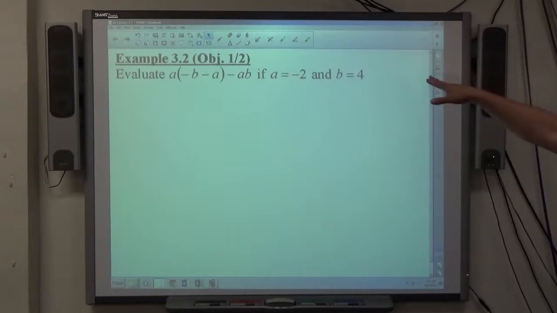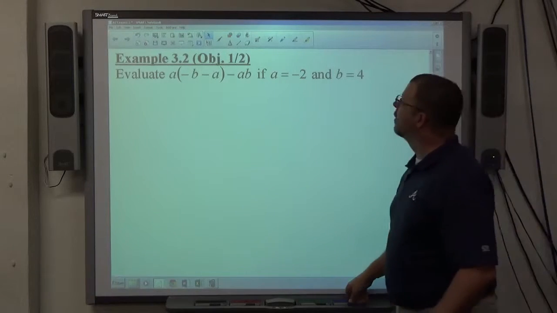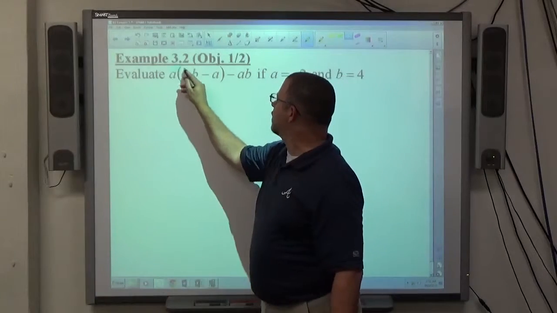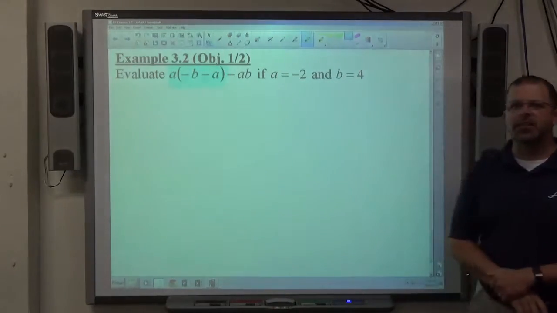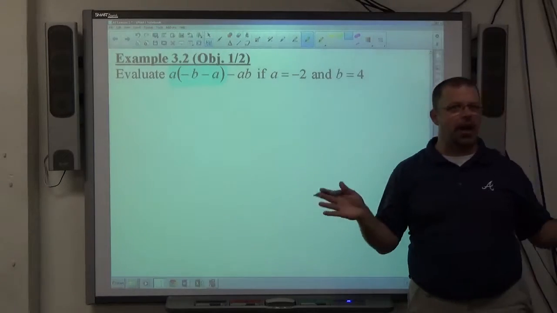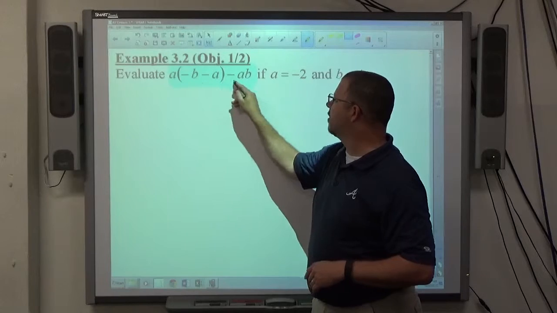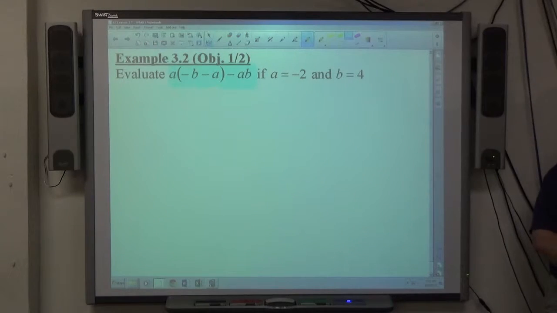All right, again, looking at example 2 here, evaluate a parentheses negative b minus ab if a equals negative 2 and b equals 4. A very common mistake people make is they look at something like this and they say that's the expression because they're reading it too fast. Be careful that the entire expression, every piece of it, is being involved when you do these. If you leave the minus ab off, chances are you get the wrong answer.